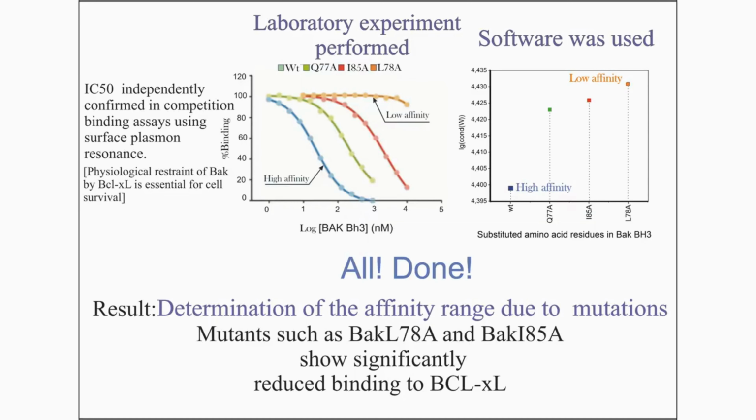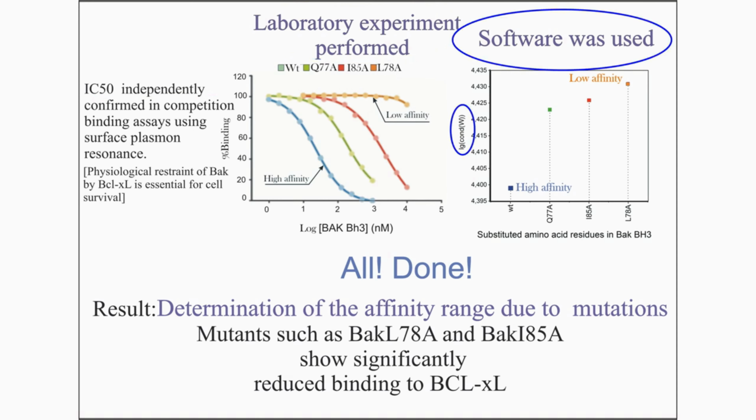Consider the first example. The figure shows two graphs showing the results of the effect of mutations in the BAK peptide on binding to the BCL-XL protein. The graph on the left is from an experimental study. IC50 was independently confirmed in competition binding assays using surface plasmon resonance. The graph on the right is obtained by numerical simulation.